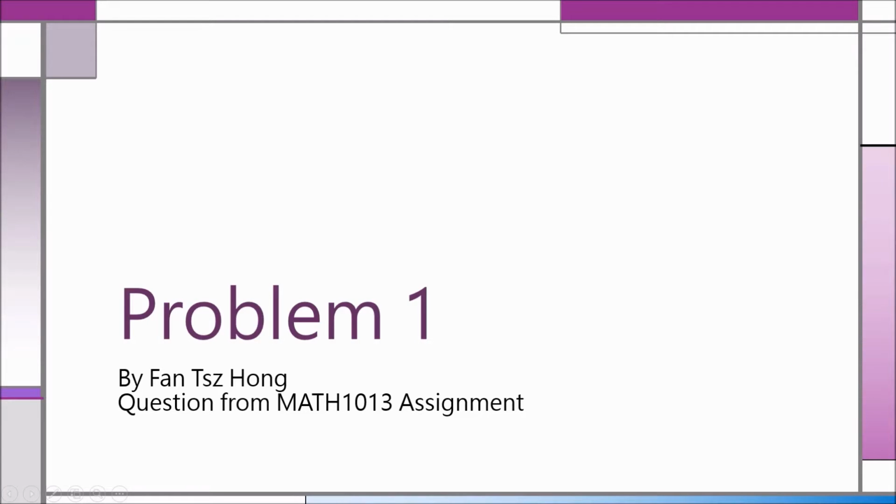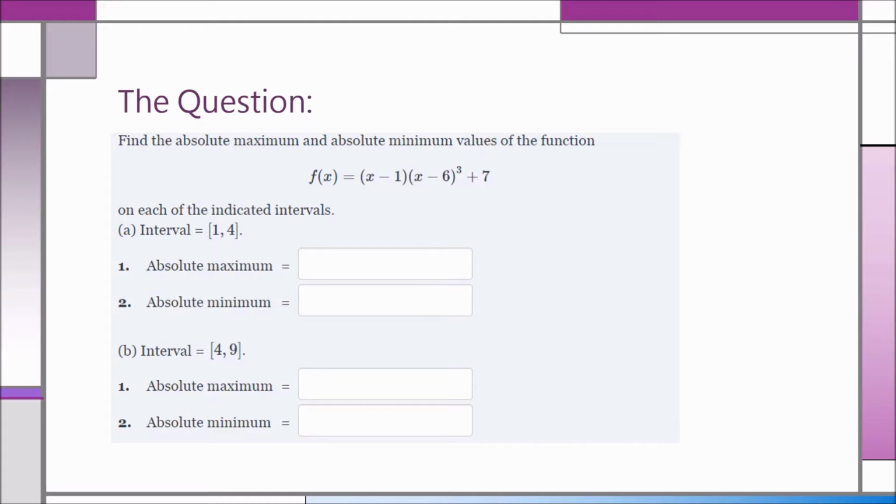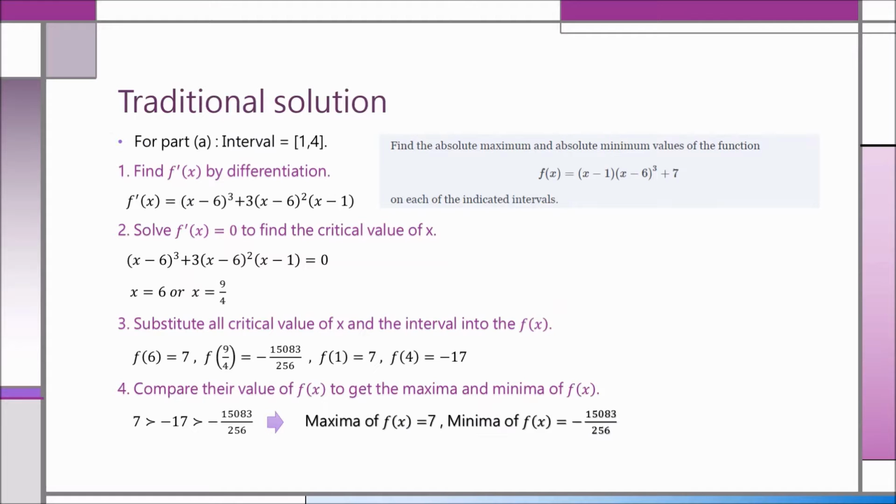Hi, I'm Fan Hon. Today I'm going to talk about problem 1 for the group project, and the question is taken from the Math 101 assignment. First of all, the question is about finding the absolute maxima and the absolute minima of the following function with different indicated intervals. And the traditional solution for part A and part B is the following.